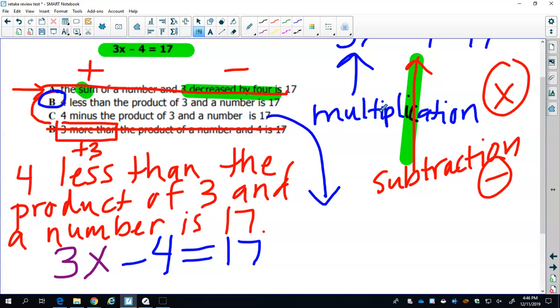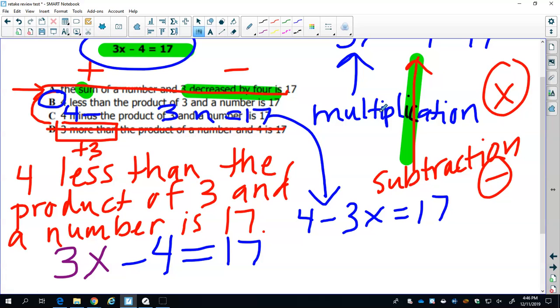C is 4 minus the product. So this would be 4 minus the product of 3 and a number is 17. So it's going to stay in that order. C is 4 minus 3n, or x, is equal to 17. And we're looking for 3x minus 4 equals 17. So the correct answer here is B. Just be careful with the less than.